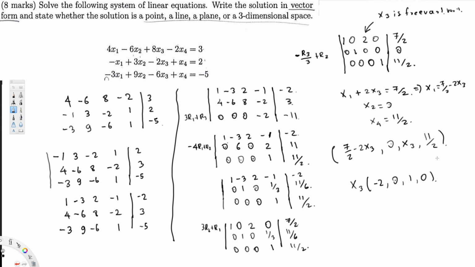And also, they are asking, state whether the solution is a point, a line, or a plane, or a three-dimensional space. If you see, this is one vector. The dimension is 1 because we have only one vector. And also, according to the free variables we can determine the dimension. If we have two free variables, the dimension is going to be 2. So since this one has dimension equal to 1, it's a line. Therefore this is the line.